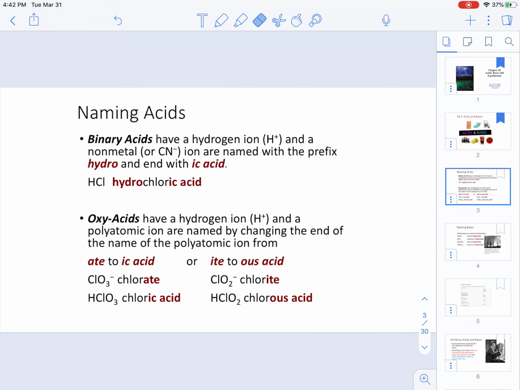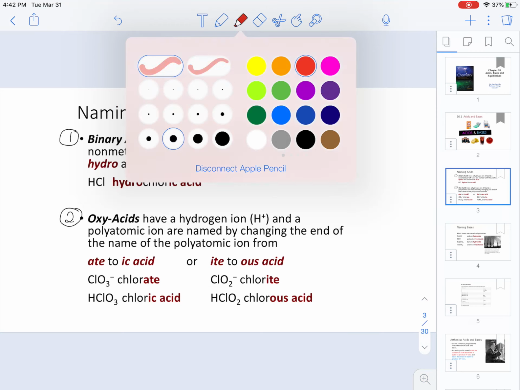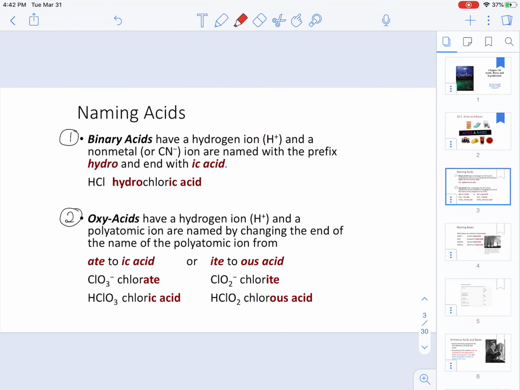The first thing that we're going to do in this chapter is learn how to name acids and bases. When it comes to acids, understand that we're going to have two types of acids. The first one is binary acids. The second one is called oxyacids. Binary acids are compounds that have a hydrogen ion followed by a non-metal.